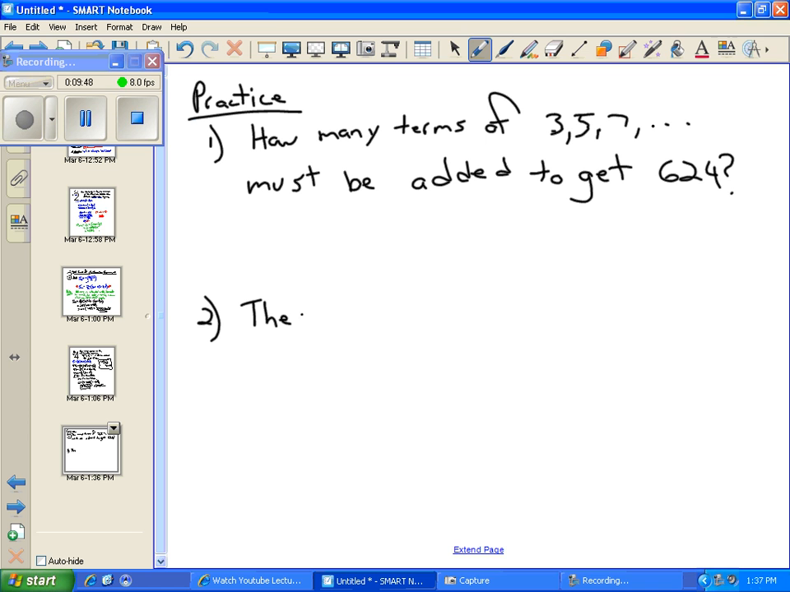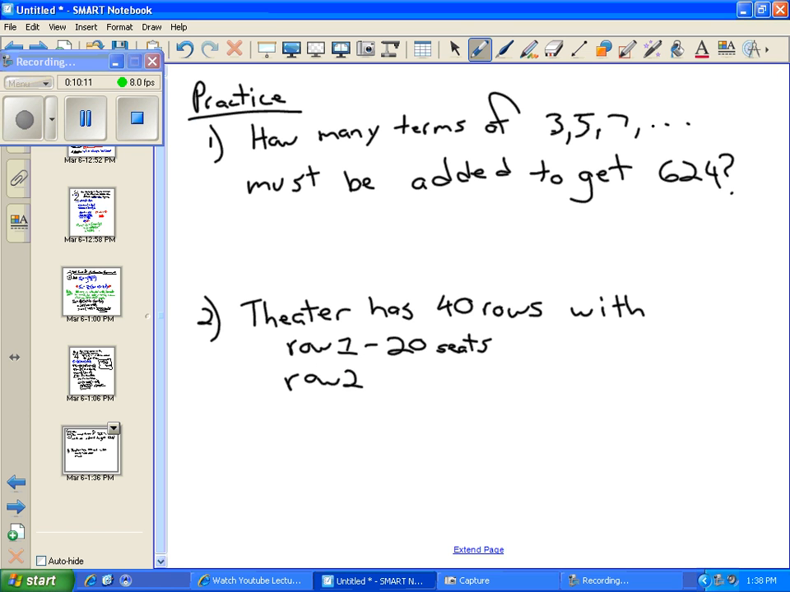Let's do a theater has 40 rows with, we got row 1. We'll say row 1 has 20 seats. We'll do row 2 has 22 seats. And then that's going to continue on down here. Okay, we want to figure out how many total seats are in the theater.